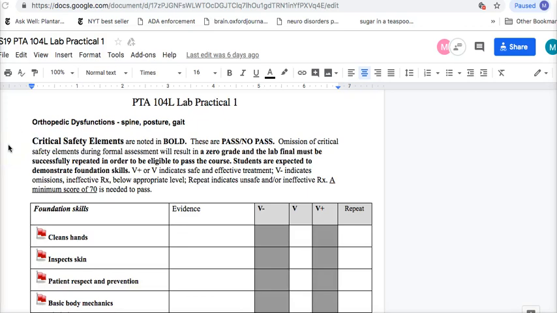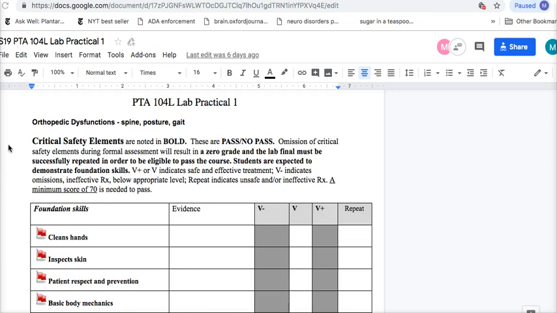Hello. So I wanted to, on behalf of myself and Christina, share just an overview of the Lab Practical. Lab Practical 1 is focusing on orthopedic dysfunction specific to the spine, posture, and gait.